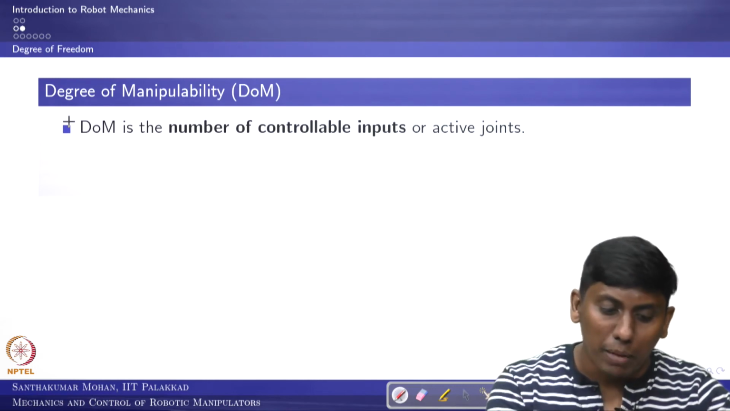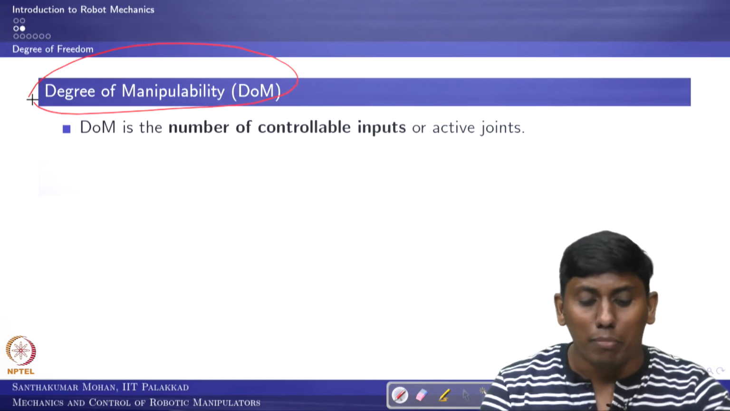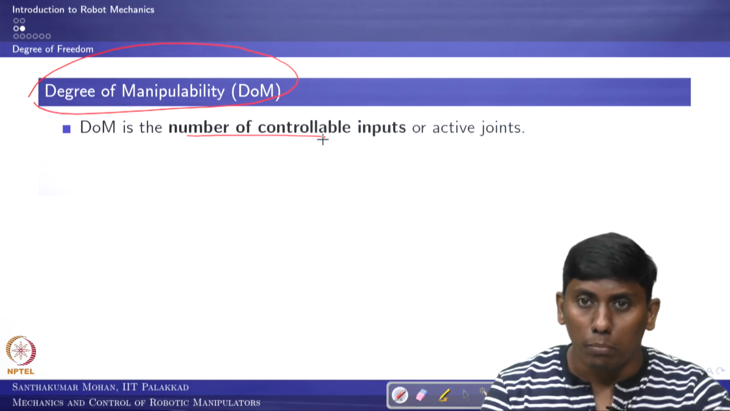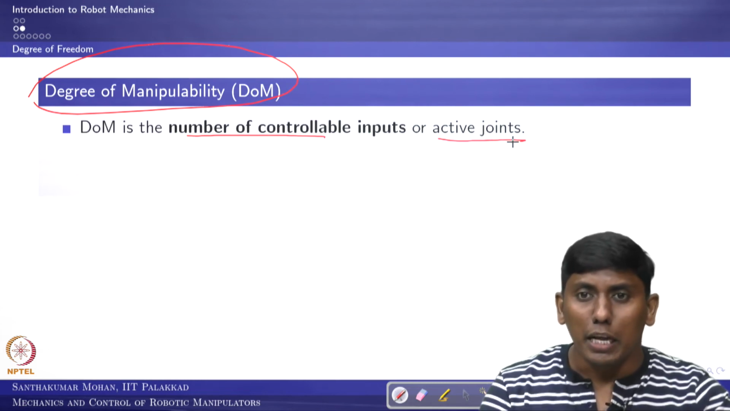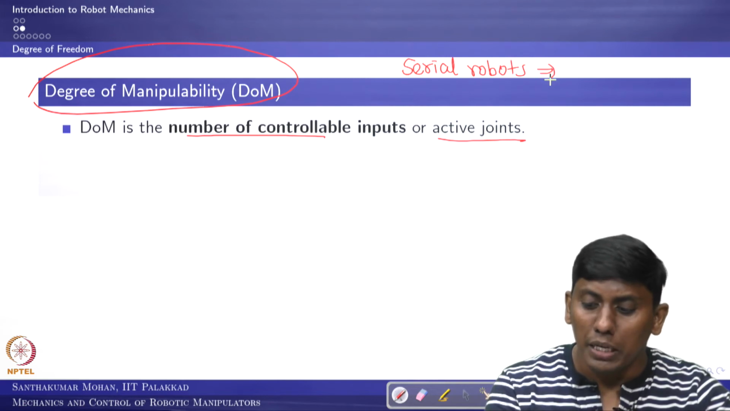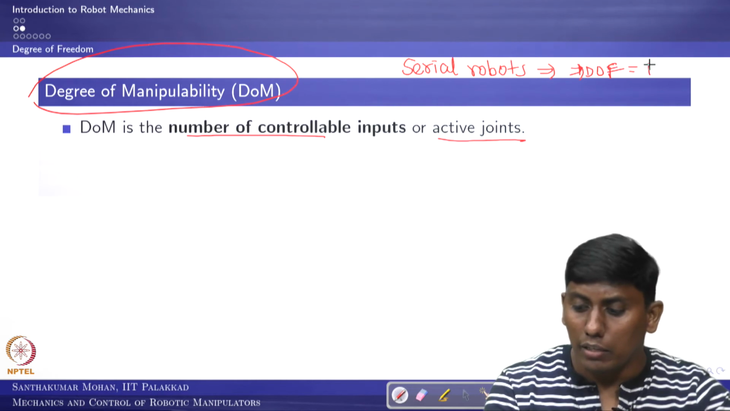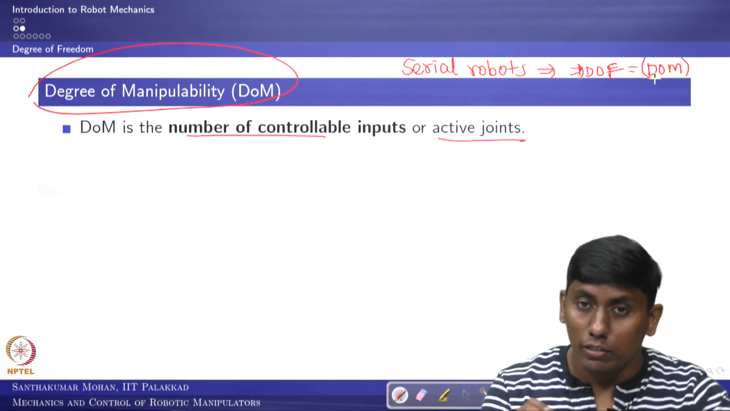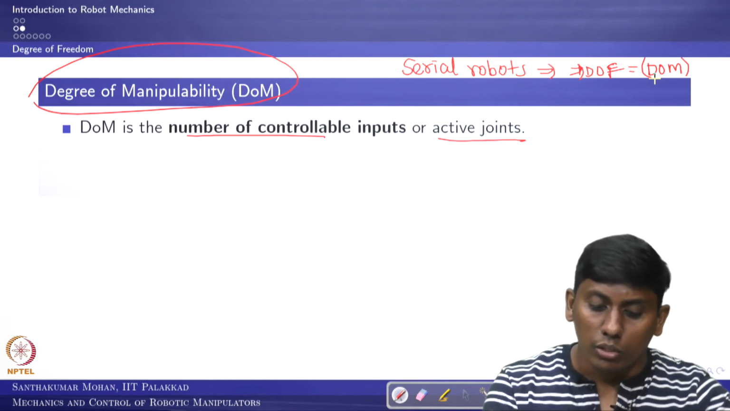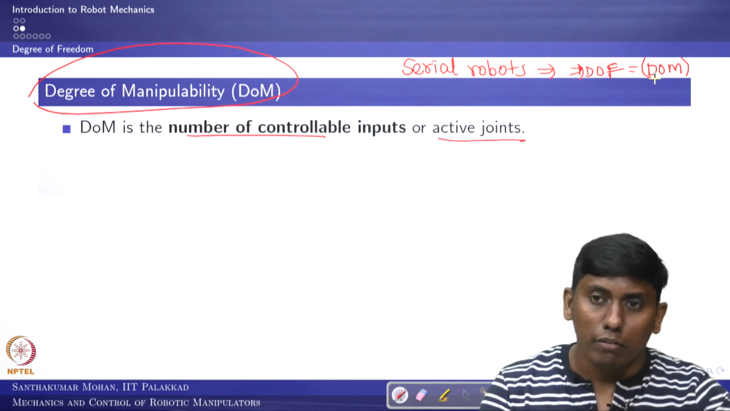We said one additional parameter you should know. What is that called? Degree of manipulability. So what is manipulability? It is basically the number of controllable inputs or active joints. If it is a serial manipulator, or simply a serial robot, the degree of freedom and the degree of mobility are the same, whereas if it is a parallel manipulator, it is not the same. That is what I wanted you to understand. So the controllable inputs are different and the degree of manipulability is different.